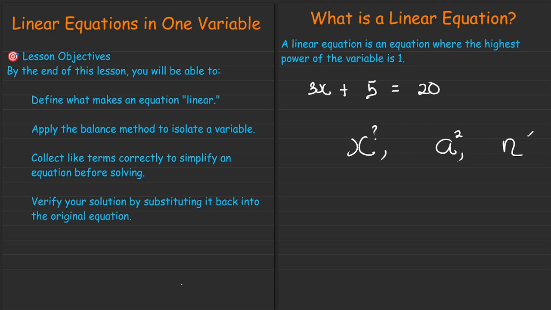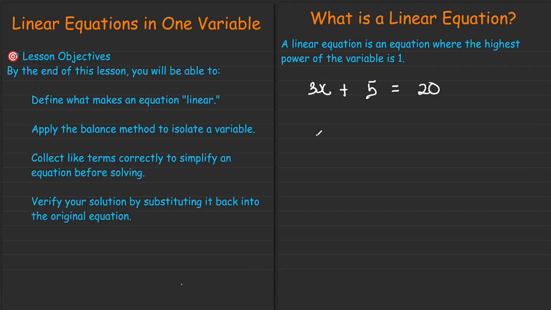You see? The superscript here, since there is nothing, we say it is 1. The superscript here, or the power or the exponent, is 2. That here is 3. So when we talk of a linear equation, that simply means that the variable has the highest power of 1. Anything apart from the power being 1 is not a linear equation.